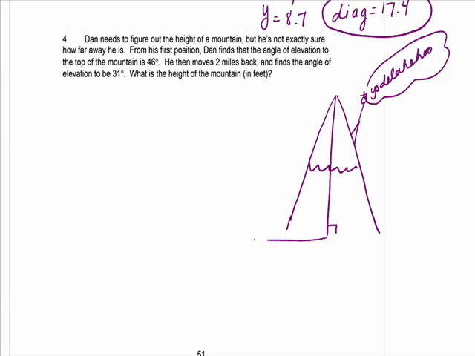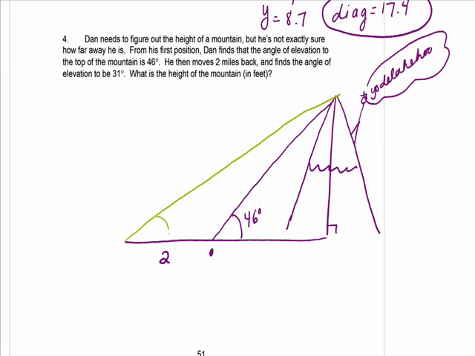Alright, there's the height. We've already done problems like this before. Alright, from his first position, Dan finds the angle of elevation to the top to be about 46 degrees. So I'm going to say that this is his first position. From here to the top, he finds this angle to be 46. He then says that he moves 2 miles back from the mountain, and that changes the angle to be 31. I'm going to change colors. Now this angle is smaller, it's 31 degrees.